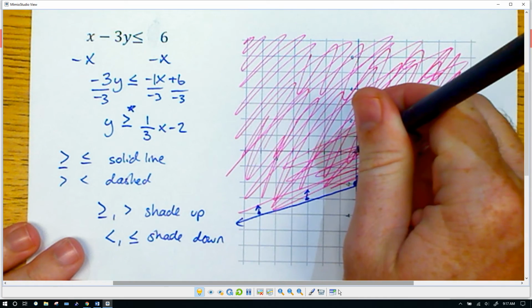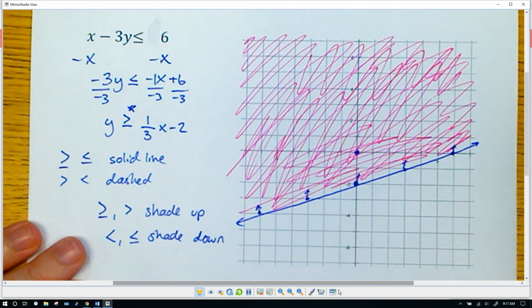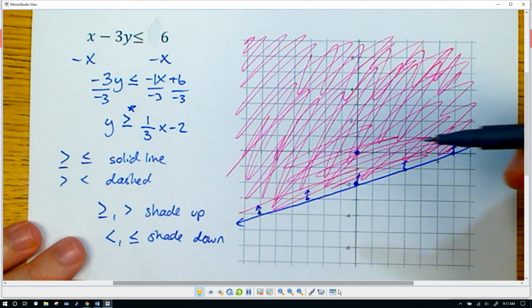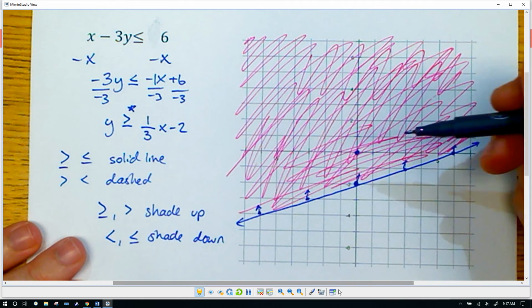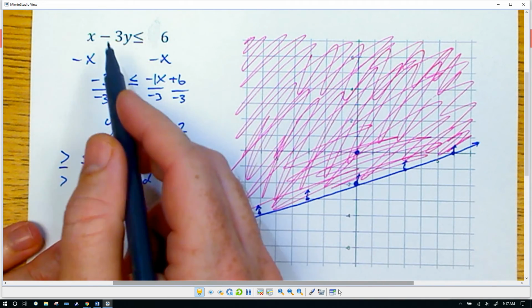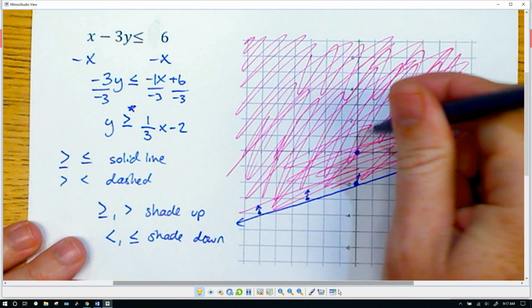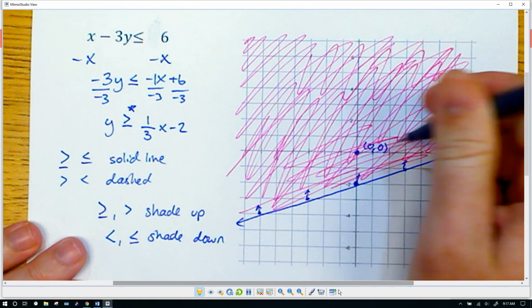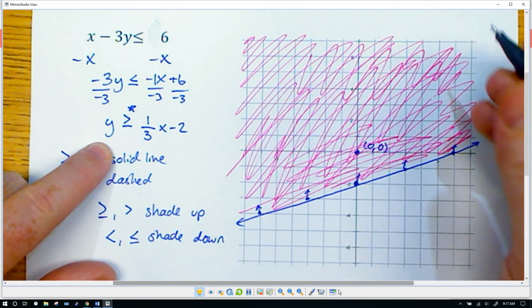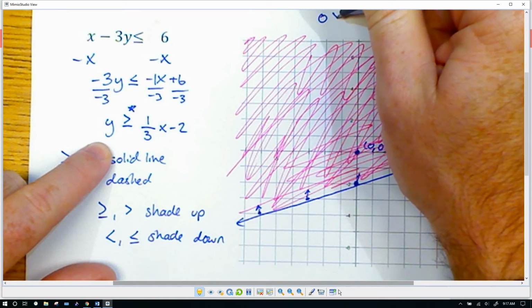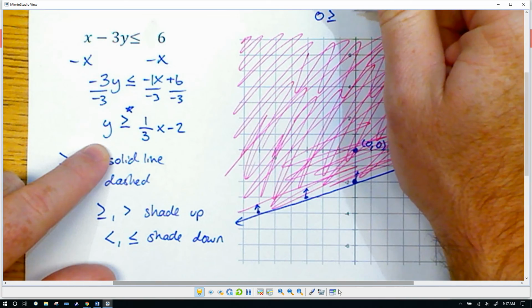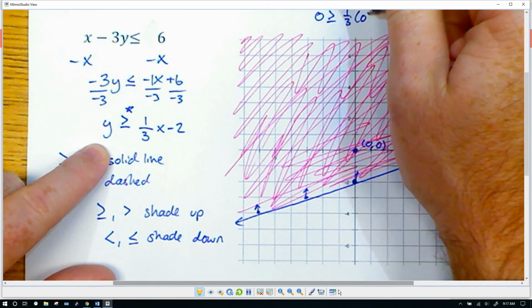So I want to choose a point. I'm going to choose (0, 0). This should give me a true solution. I'm going to plug it into the original equation here. So (0, 0) should be true: 0 for x and 0 for y. So plugging it in, I'm going to get 0 is greater than or equal to 1/3 times 0 minus 2.